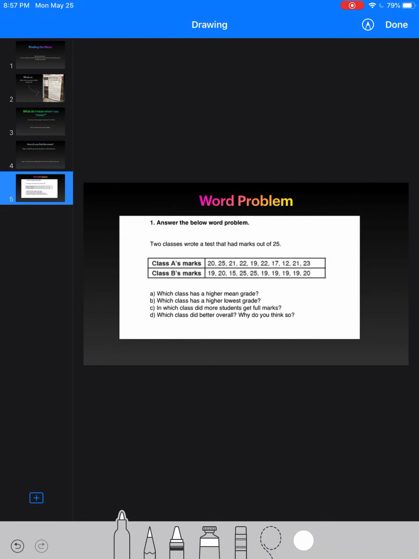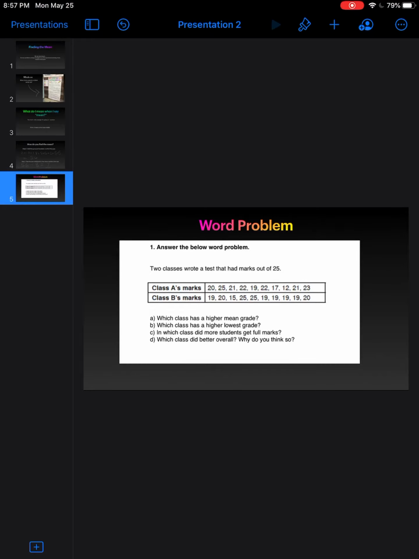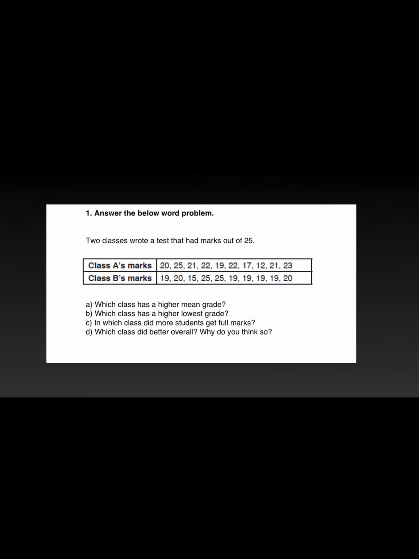Now let's move on to our word problem. This is your word problem for today. Number 1, answer the below word problem. 2 classes wrote a test that had marks out of 25. Here's a chart or T-table that has Class A marks, Class B marks. And you're going to answer A to D.